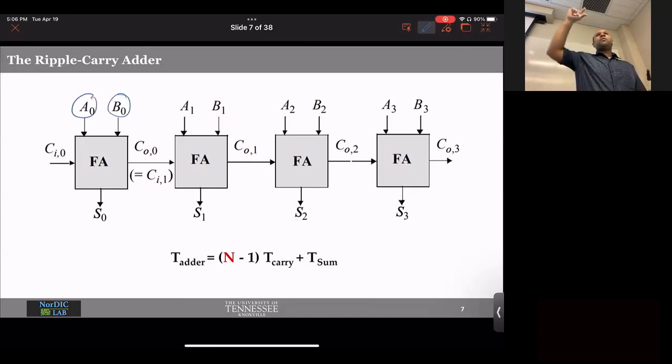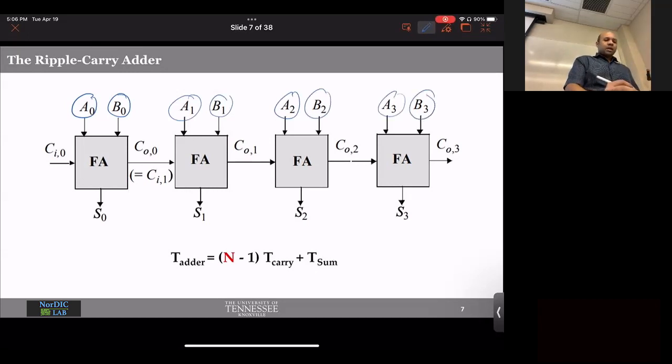So here is what it is. A0, B0, remember the first bit, the second bit, third bit, fourth bit. This is the initial carry. Initial carry. This is the sum. And this is the carry output for the first stage. Make sense? And you see the carry out for the first stage is the carry in for the next stage. Do you see that? And the carry out for the second stage is the carry in for the third stage, and so on. Right?